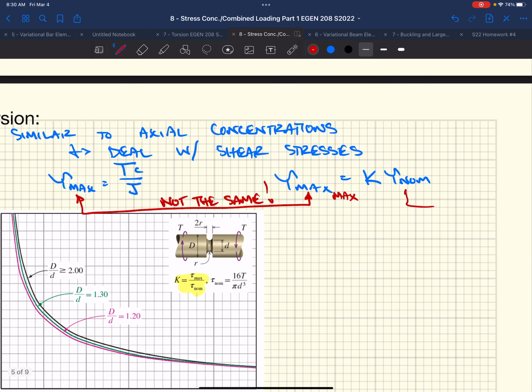So this tau nominal is really tau max at our minor diameter. Little d is the minor diameter. Big D is what we'd call our major.